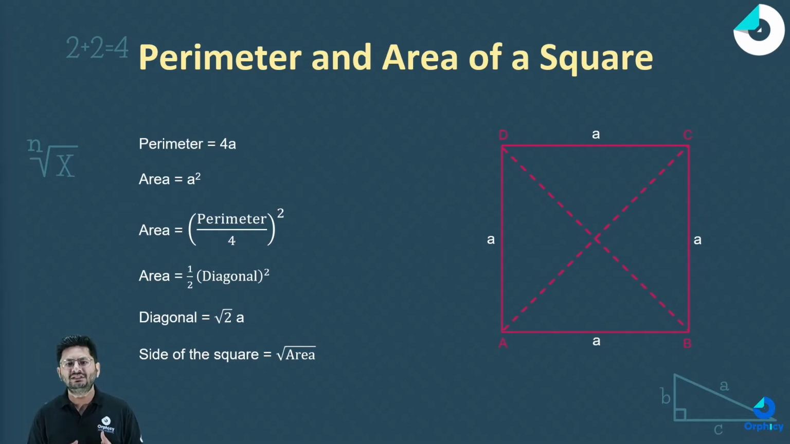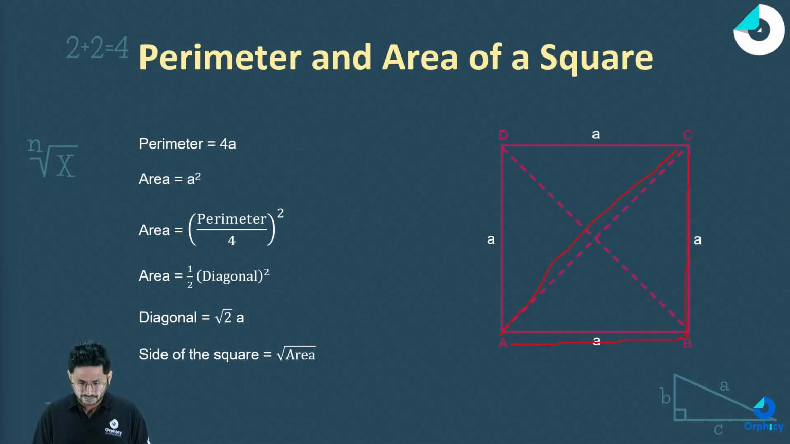Next, if we are talking about a square, we need to follow the same process. If the side of the square is a, the perimeter is equal to 4a and the area is equal to a square. And if we talk about the diagonal, it is the under root of a square plus a square, so under root of 2a square, or root 2 times a, whatever you feel like.